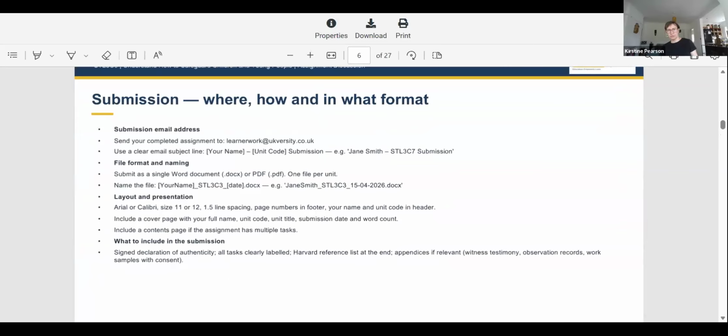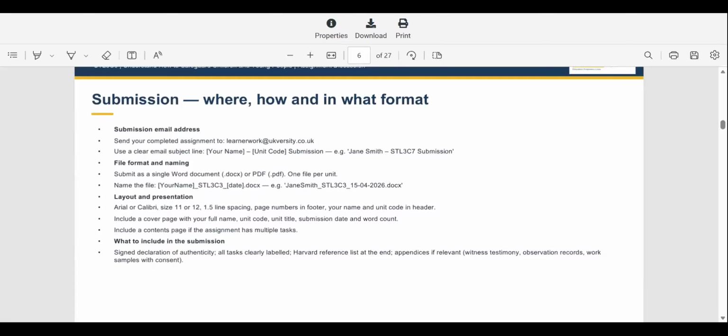So, submission: where, how, and in what format. The submission is via email. You send your completed assignment to learnerwork@ukvarsity.co.uk. If you have any questions around that, you need to email them. Use a clear email subject line, so you could put the unit code in. For the file format, submit as a single Word document or PDF, and the file name is your name.